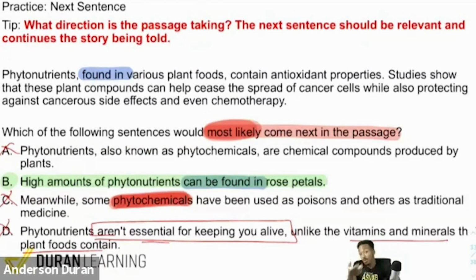Now, an irrelevant way would be if B said, Jimmy Fallon loves eating phytonutrients. Yeah, we're still talking about phytonutrients, but who cares about Jimmy Fallon and what his thoughts are in this context? You see the difference there? Because with rose petals, we're saying, hey, look, we can find high amounts of phytonutrients in rose petals. But if you were to say this celebrity loves phytonutrients, no, that would be irrelevant. So let me know if that gives a little bit of clarity.